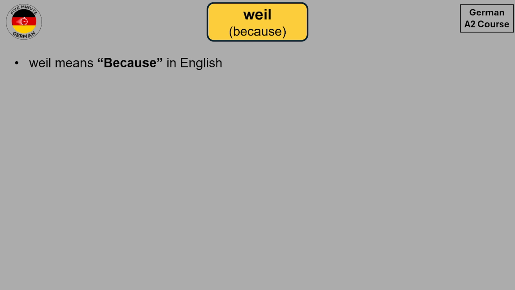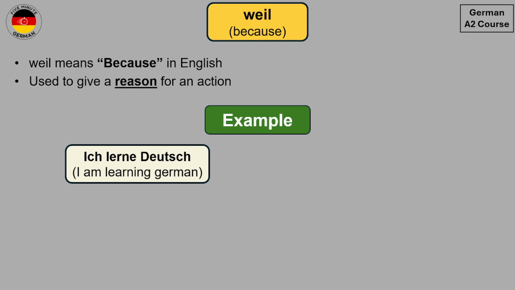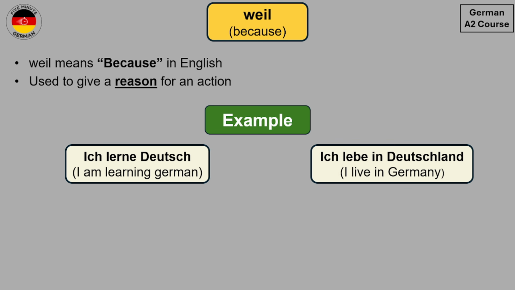We use weil to give a reason for an action. Let's understand this with an example. Suppose we have the sentence Ich lerne Deutsch, which means I am learning German. And we have another sentence which is Ich lebe in Deutschland, I live in Germany. So now let's combine them together.